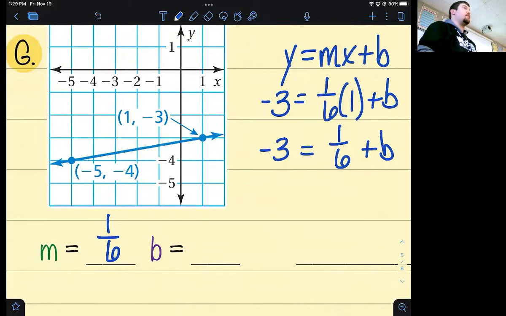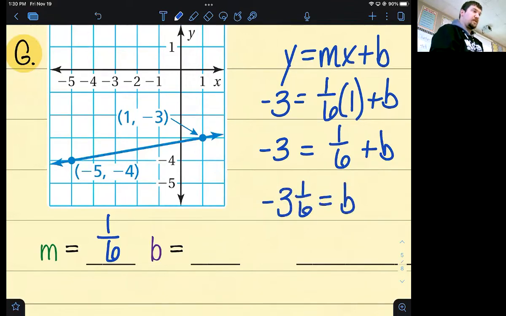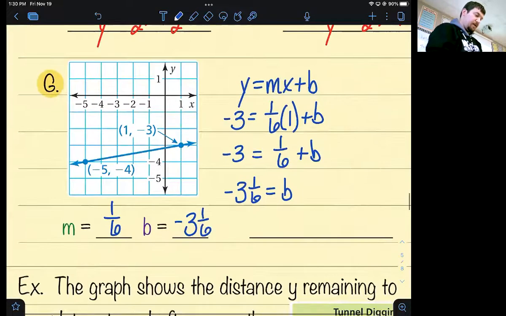Now remember the -3 is already negative. So when I subtract 1/6 over, it's going to get more negative. It's going to be -3 and 1/6. And if I look there, it's just a little bit lower than -3. So -3 and 1/6 does make sense here. And then I could write my equation. It's not going to be a pretty one, but it works.